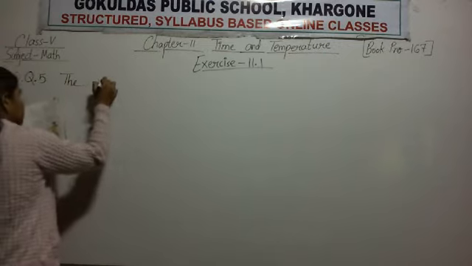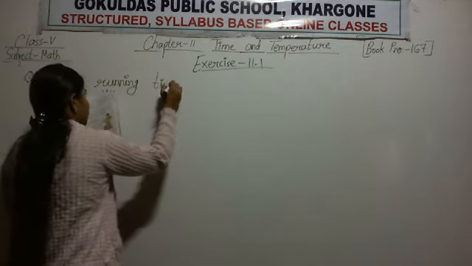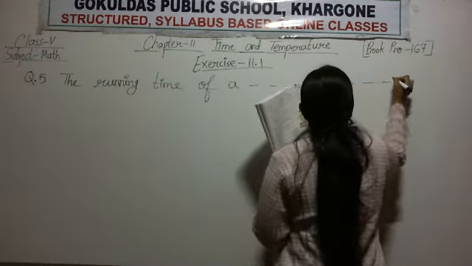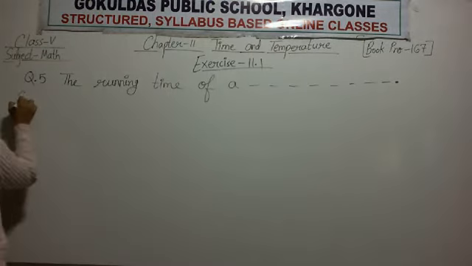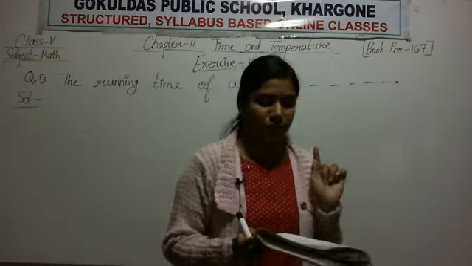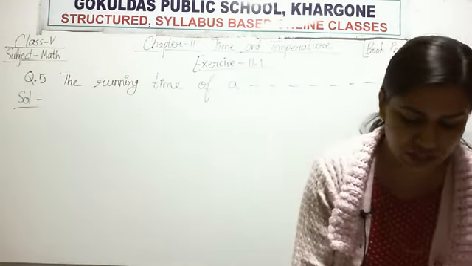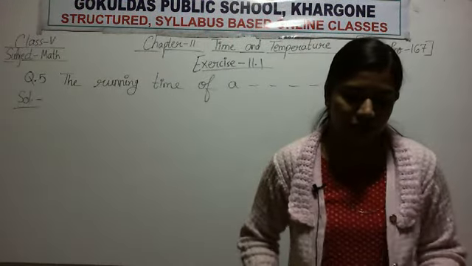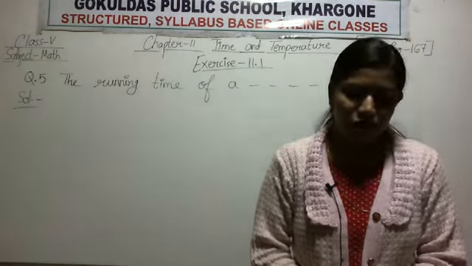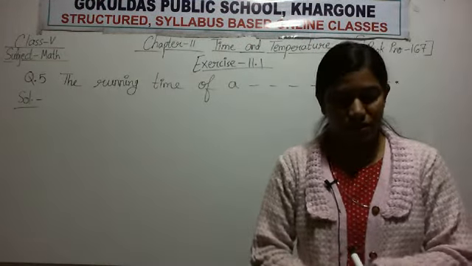The running time of a... you will note down the question completely. Okay, I am showing the question by dotted line, but you will write down the complete question from book. Now let us read the question carefully. Question number 5. The running time of a documentary movie is 2 hours 45 minutes. Express the duration of the movie in minutes.